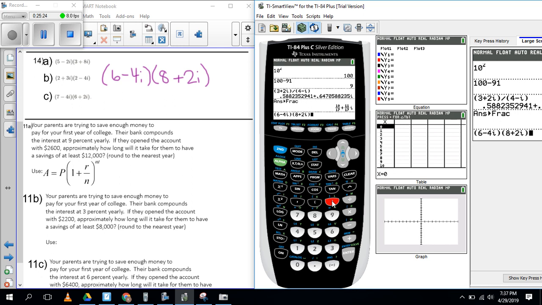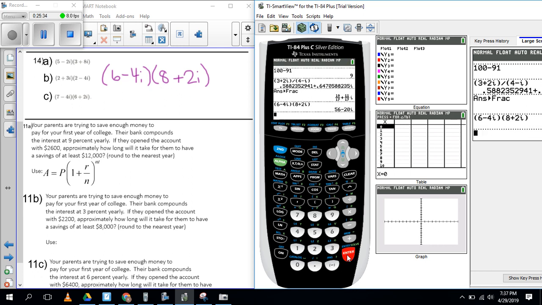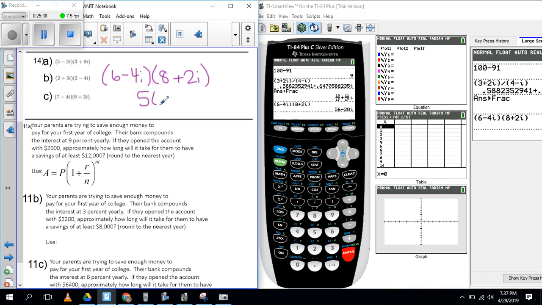And guys, this is a problem I forgot to tell you that I just made up that's not on this paper. So you have to write it and then we hit enter. And it gives us our answer. Our answer to this problem is 56 minus 20i.